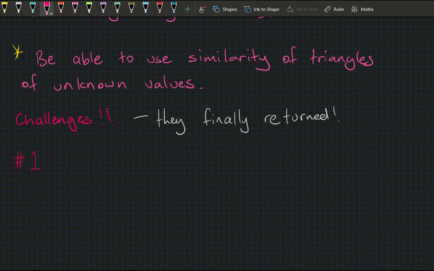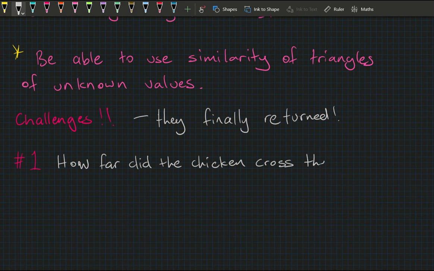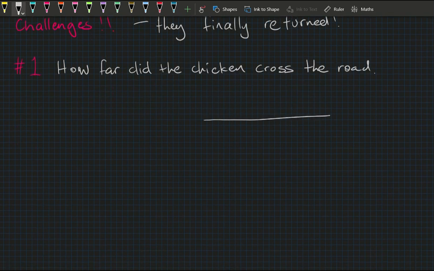So we have two challenges today, and number one is how far did the chicken cross the road? So let's imagine a chicken who's going to cross the road. Now before crossing the road, she would like to figure out how far it is to cross this road. So let's draw this road.